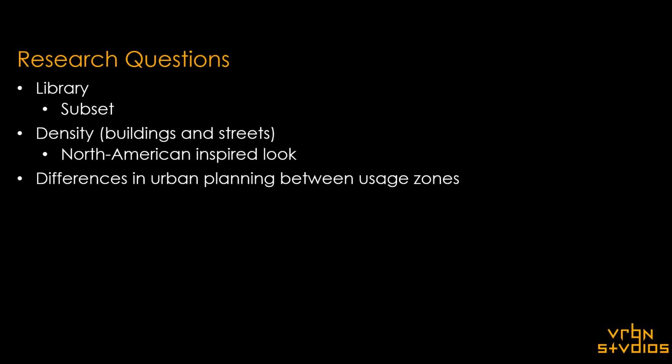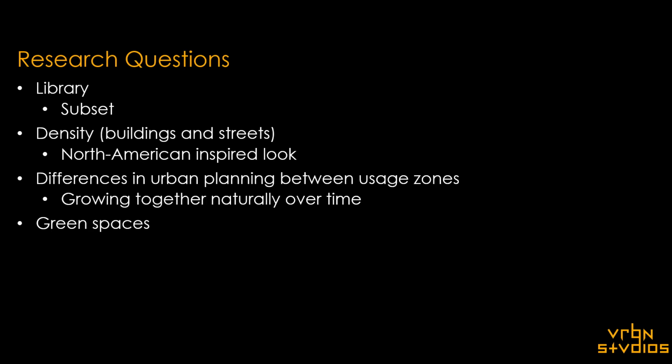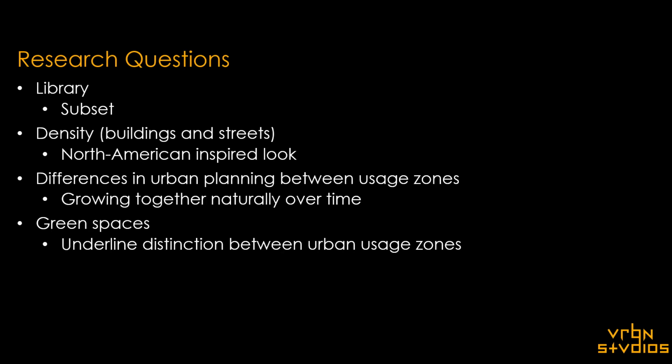What's the difference between the urban density in downtown versus suburbs? How do we create a transition between the urban usage zones? Where do we place green spaces and parks to help us underline the distinction between urban usage zones? With the help of some visual references, some of which I'm going to present in the next slides, we were then able to define our urban planning strategies and the relationship between streets, parcels, and green spaces.